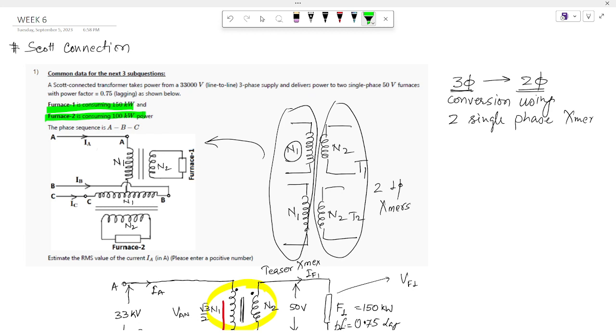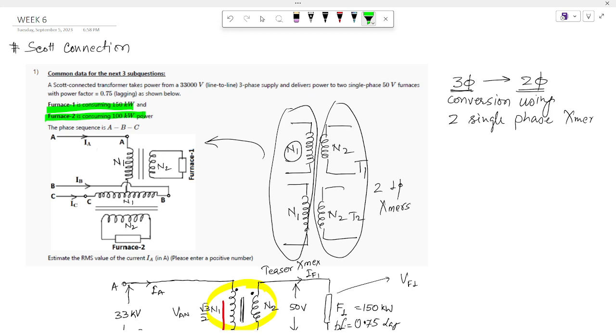We have a teaser transformer and a main transformer. We tap the teaser transformer at root 3 by 2 times the original number of turns, and for the main transformer the total number of turns are applied. How is this achieved? This is achieved using the triangle property.